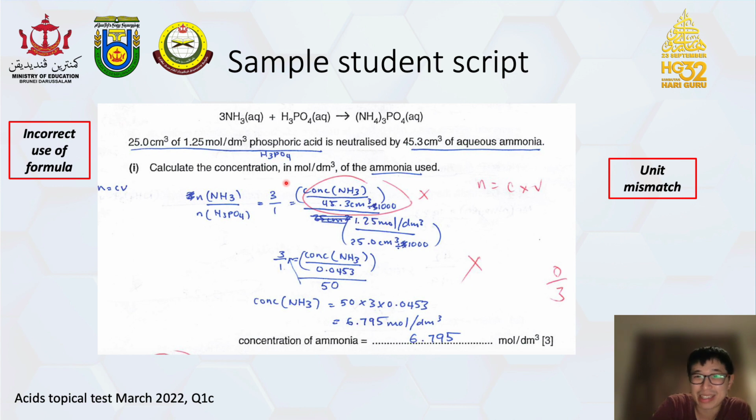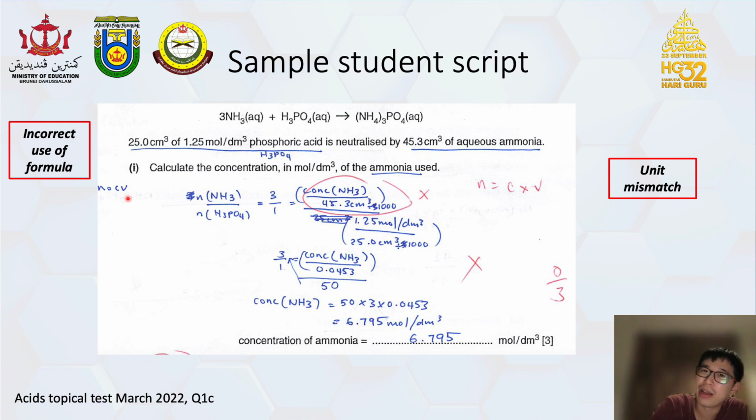This is an interesting script. I decided to show this script because this student handwrote n equal to CV. Correct formula: C multiplied by V. This is the C, this is the V. This is divide. C divided by V is not the same as C multiplied by V. So sometimes this kind of thing happens.